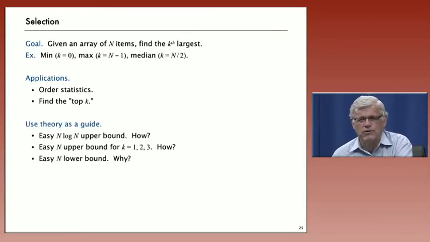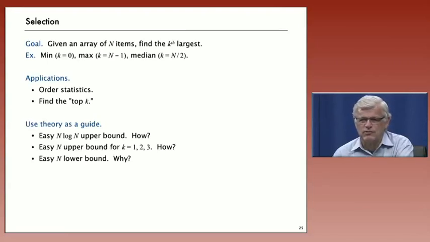Now, here's an example where we want to use theory as a guide. What kind of efficiency might we expect in a selection algorithm? Well, first of all, it's easy to see that we can solve selection in n log n time. How would we do that? We just sort the array, and then if we want to find the smallest, you look in the first position, or the largest, you look in the last position, or the median, you look in the middle.